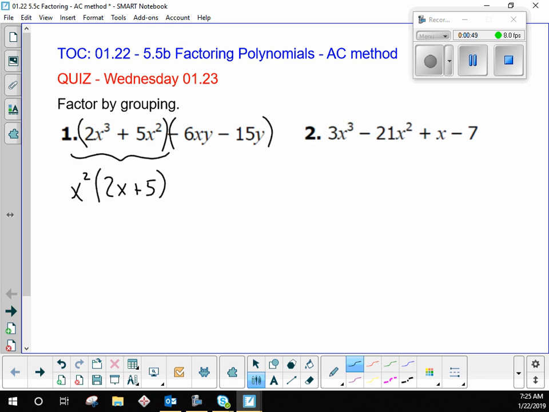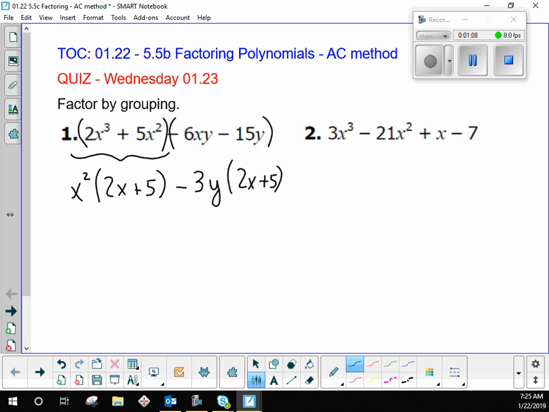Then on the second group, we're going to lead with a minus sign. 6 and 15 have 3 in common. There are no x's in common, and there's one y. So that's their GCF, 3y. Open parentheses for the leftovers. That's left with 2x plus 5.